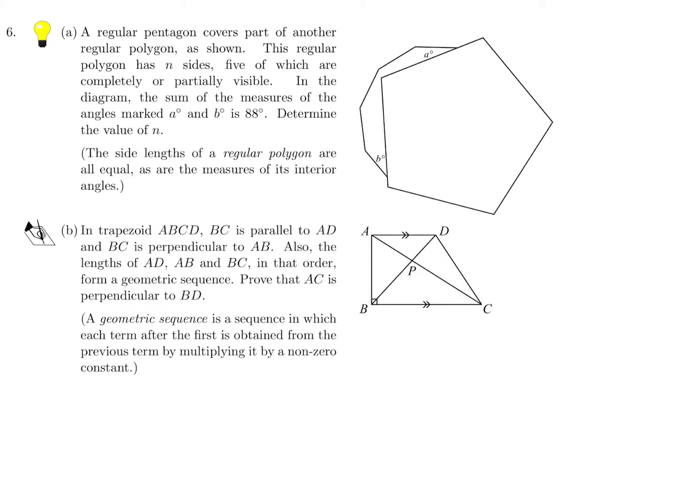A regular pentagon covers part of another regular polygon as shown. This regular polygon has n sides, 5 of which are completely or partially visible. In the diagram, the sum of the measures of the angles marked A and B is 88. Determine the value of n.